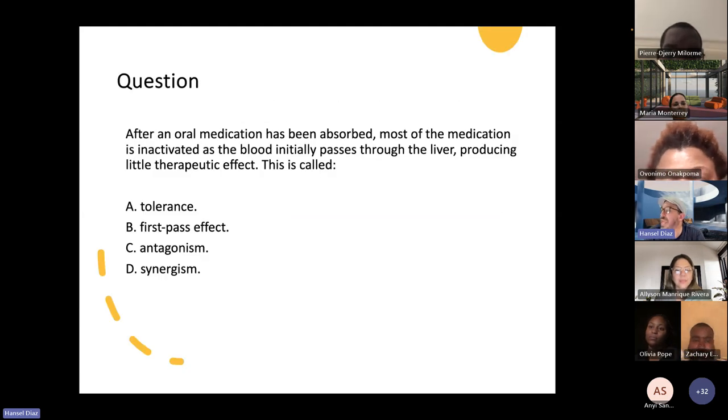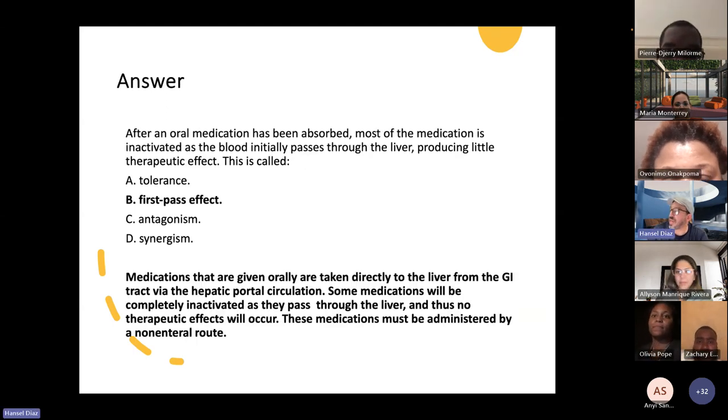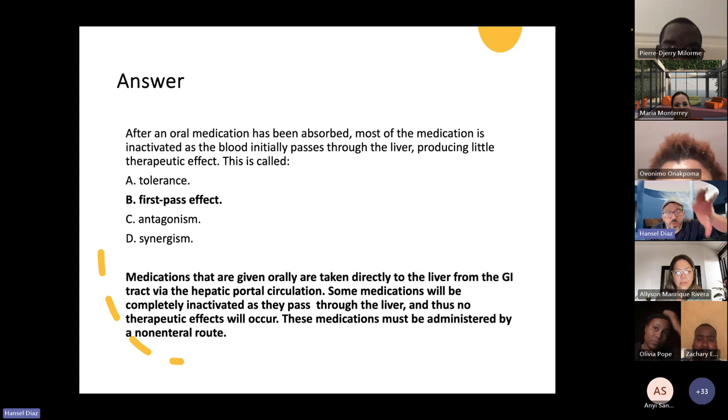So after an oral medication has been absorbed, most of the medication is inactivated after the blood initially passes through the liver, producing little therapeutic effect. How do you call that? First pass effect. That's right. Medications that are given orally are taken directly to the liver from the GI tract via hepatic portal vein circulation. So some medications will be completely inactivated as they pass through that process, and no therapeutic effect is going to occur. Those medications must be administered by a parenteral route. That's the reason why after a certain amount of time, it makes no sense to give charcoal.